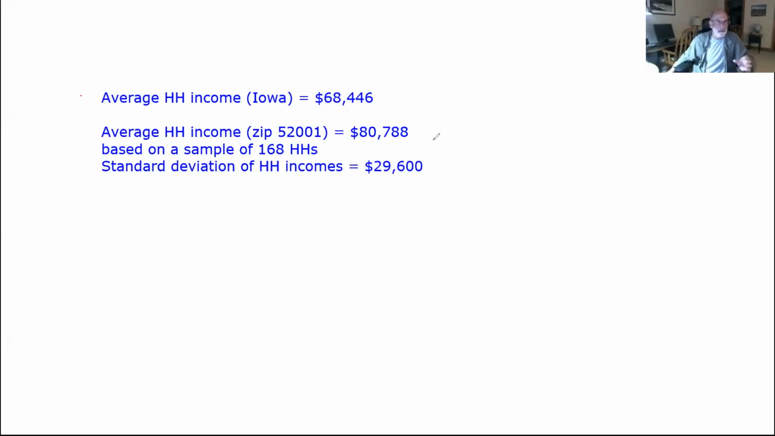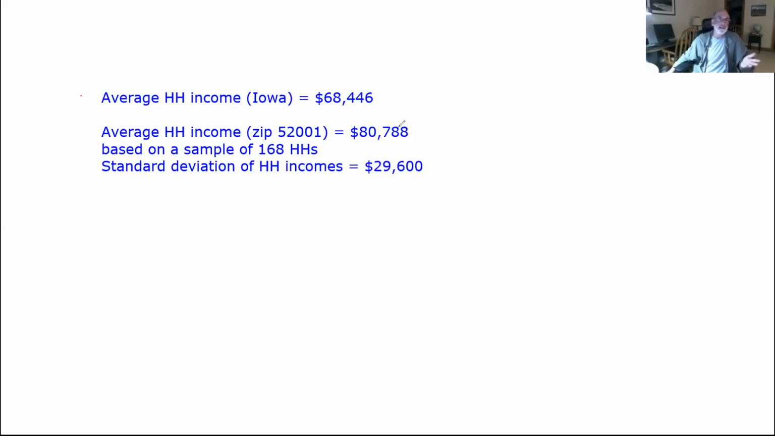The second data point here, for zip code 52001, is actually based on a sample of information. There's something called the American Community Survey, and they report incomes by zip code, and the IRS eventually will report the actual data by zip code, but it's about a 2 or 3 year lag before they report it. So according to the American Community Survey, which sampled 168 households in the zip code 52001, the average income was $80,788.